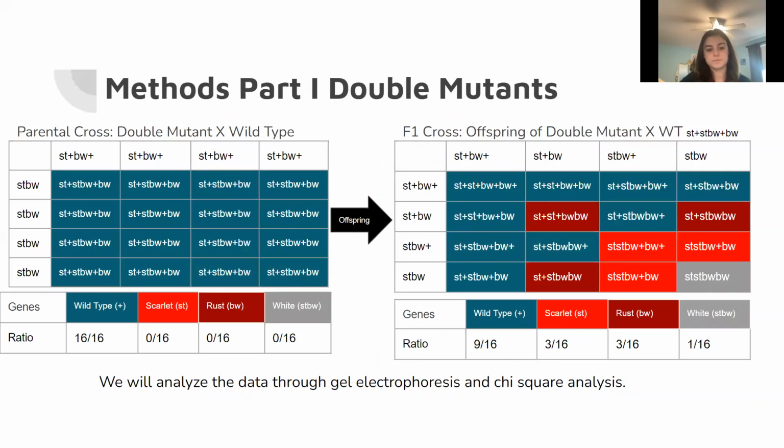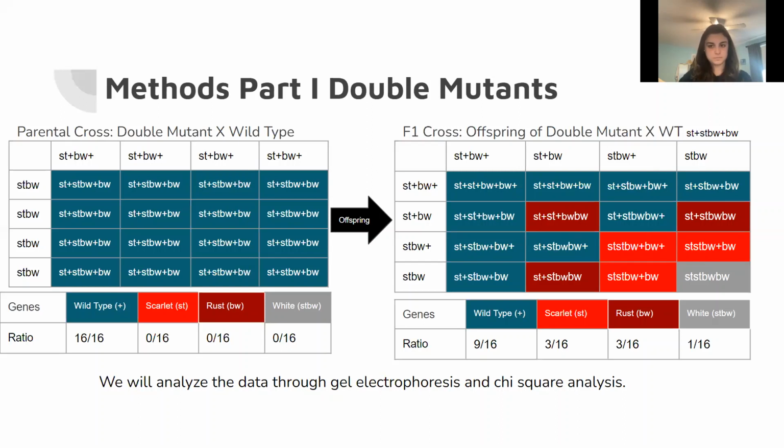So these Punnett squares are for the double mutants, and they show the parental cross right here in the table, with all the blue boxes being the F1 generation, and they were bred to create the F2 generation, which is shown by the second table.